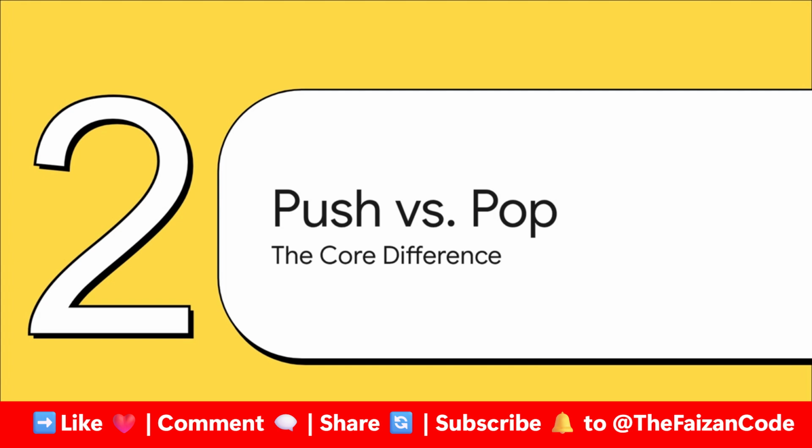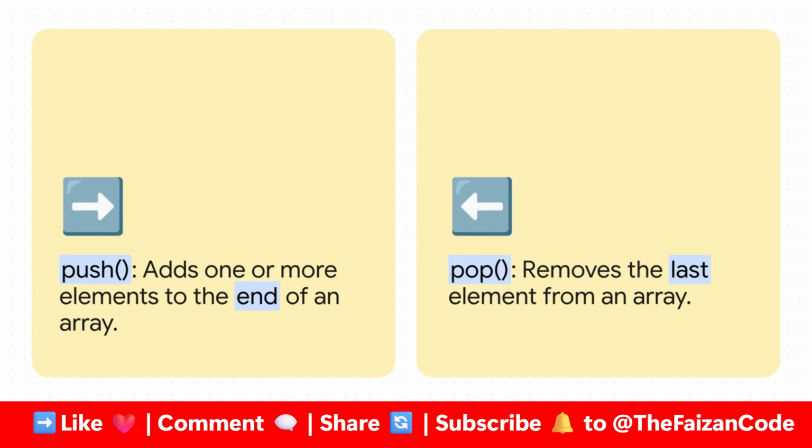Now, the key thing to remember is that both of these methods mutate. That's just a fancy word for change, the original array. They both work on the very end of it, but, and this is the crucial part, they do the exact opposite thing. It's this simple. Push adds stuff to the end of the array. Pop, well, it takes the last thing off. That's it. This behavior actually has a name. It's called LIFO, last in, first out. Think about it. The last plate you put on the stack, that's the first one you're going to grab when you need one. See? Simple as that.